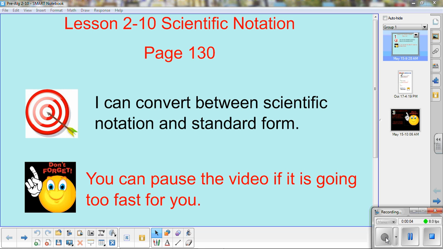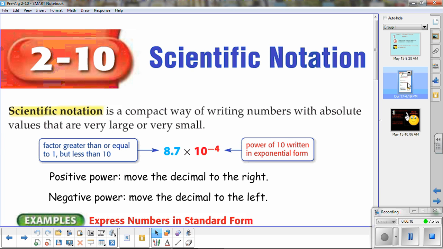In Lesson 210, you will convert between scientific notation and standard form. Scientific notation is a compact way of writing numbers with absolute values that are very large or very small. The form looks like this. It's some number times 10 to some power.